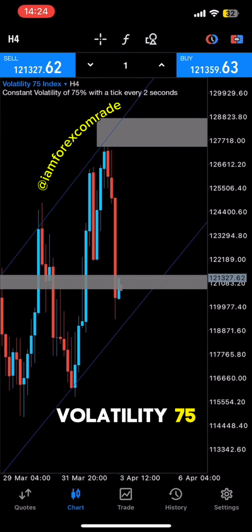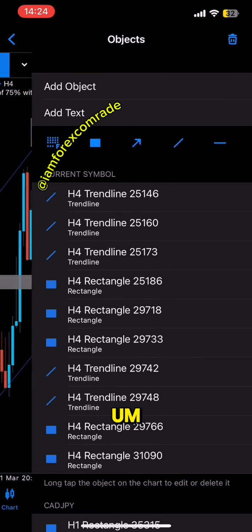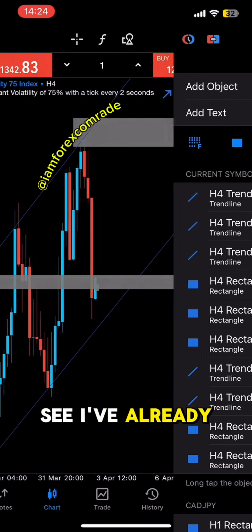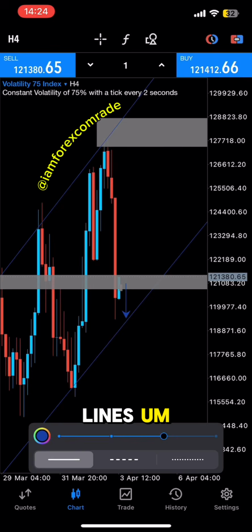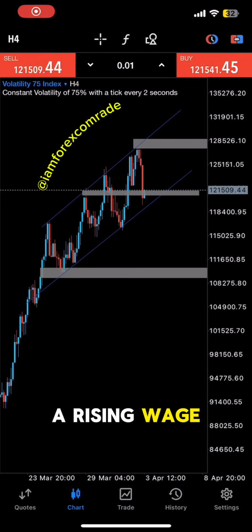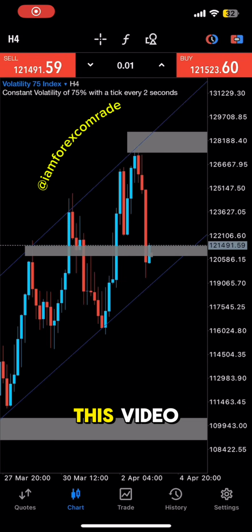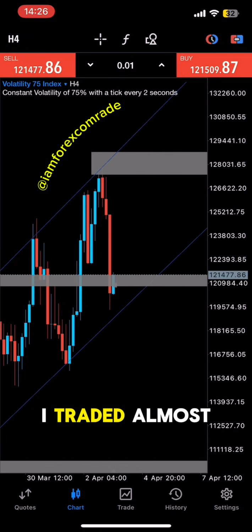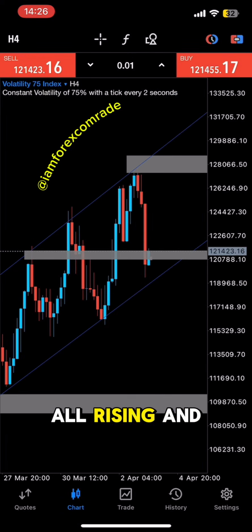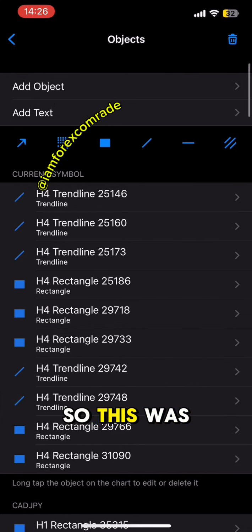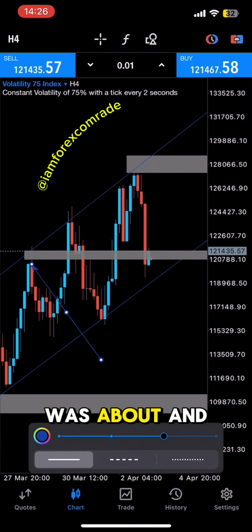So in the volatility 75, as you can see, I've already drawn the trend lines. This is actually a rising wedge. So as you can see in this video, I traded almost all rising and falling wedges. So this was what the video was about.